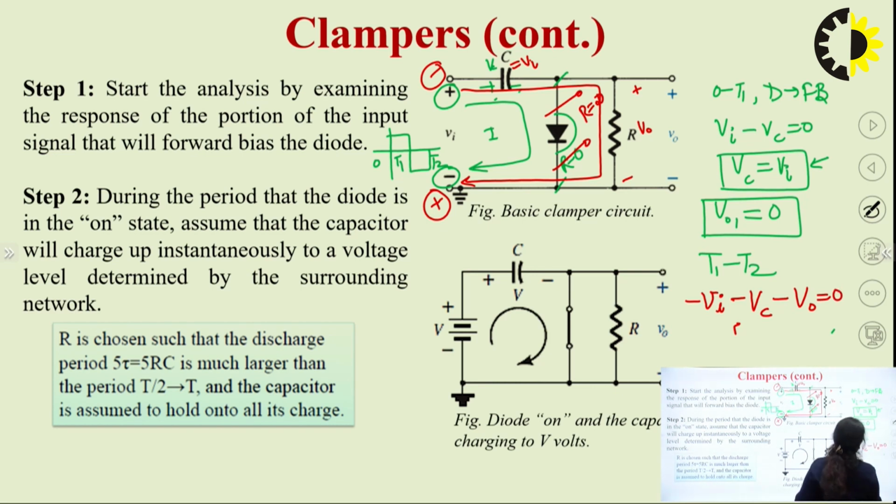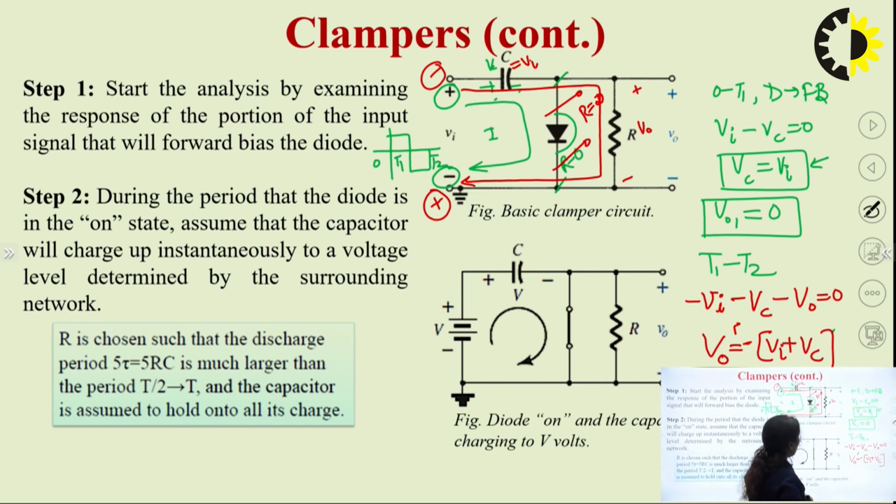So V0 will be equal to minus of, taking out the negative sign outside the bracket, Vi plus Vc. And let us say this value is Vm and this is also Vm. So I can say minus of Vm plus Vm. So V0 is equal to minus of 2 Vm. This is, let's say, V0.